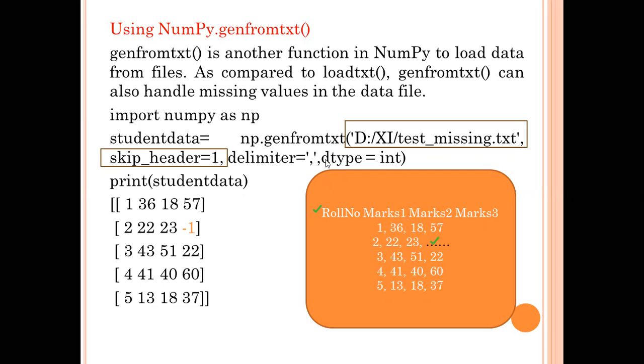If we take dtype equals int, then missing data will be changed to -1. If data is missing anywhere, it will be replaced by -1. If we do not want the data to be -1 and we do not give dtype equals int, then it will show nan. Just check this one.